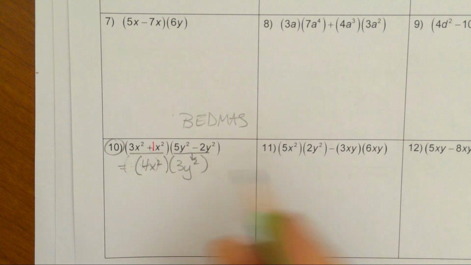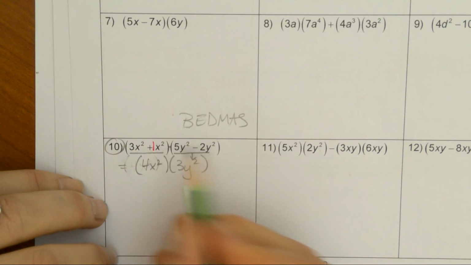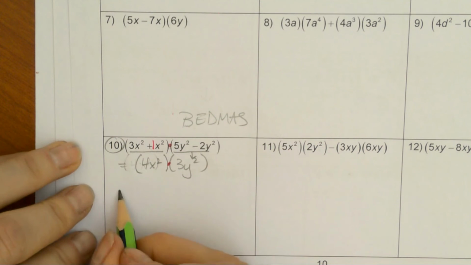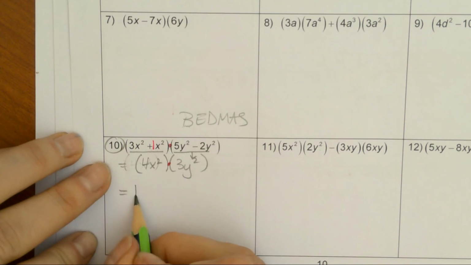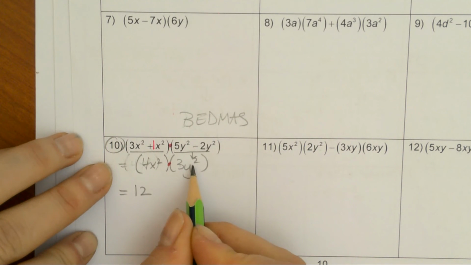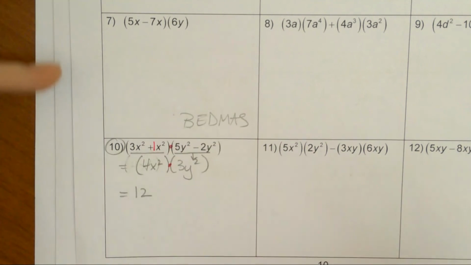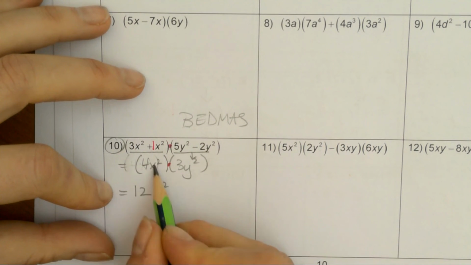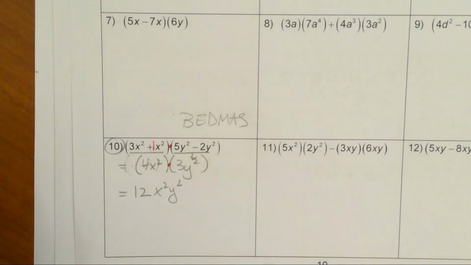So now, because the brackets are beside each other like this, it means it's multiply. So I have 4 times 3 is 12. I have x squared and y squared. They're different, so I can't put them together to make a y to the 4 or something. So I just say, I have 2 x's here and I have 2 y's there. Okay.